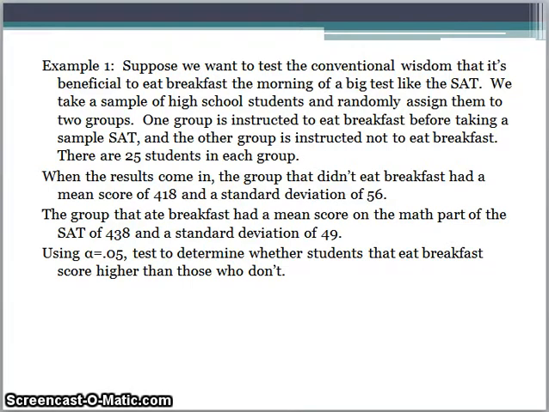So the results are the group that didn't eat breakfast had a mean score of 418 with a standard deviation of 56. The group that ate breakfast had a mean of 438 and a standard deviation of 49. And they're asking you, using a 0.05 level of significance, test whether the students who eat breakfast score higher than those who don't.